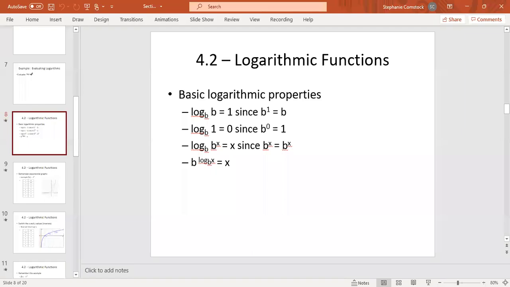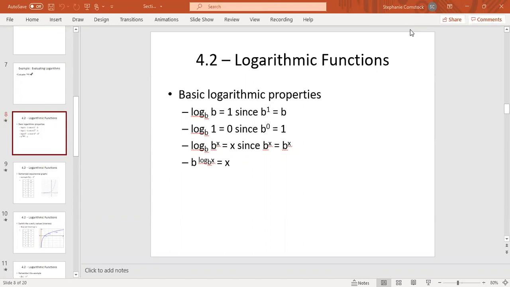Okay, now a couple properties about exponents. Most of these are coming from the exponential version, rewritten in log form. Since b to the first is b, anything to the first power is itself. If we do our L shape on that one, we get log base b of b is 1.